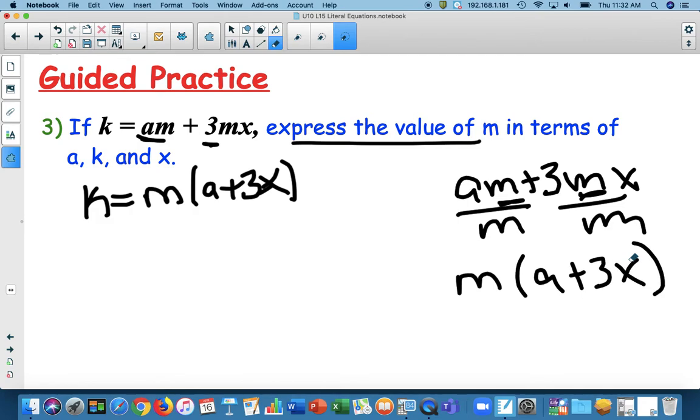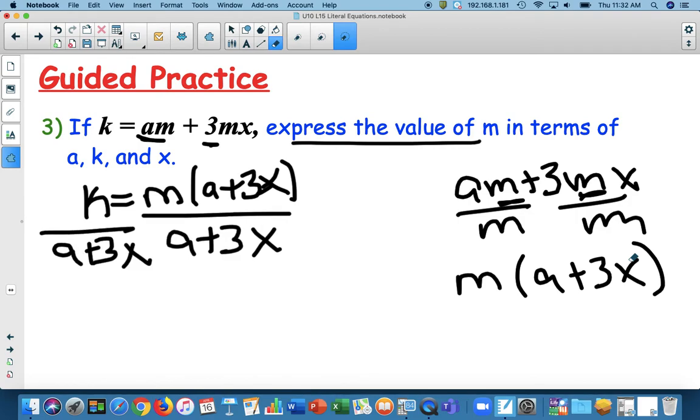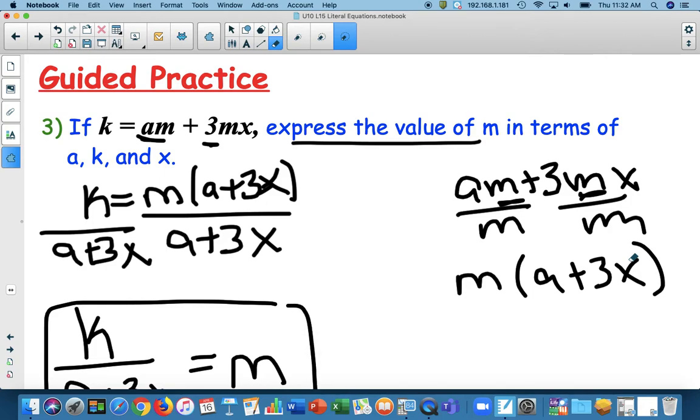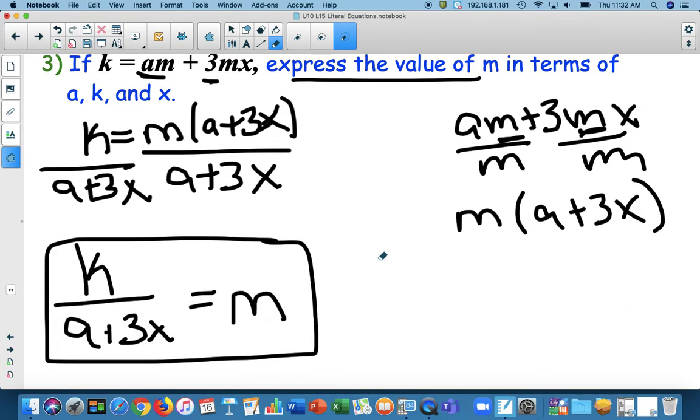Now, again, I've got to get m by itself. Since it's multiplication, I'm going to divide by a plus 3x on both sides. And I'm going to have k over a plus 3x is equal to m. And that was a nice, easy one. You just have to remember your factoring there. That's really all you have to remember. Other than that, it was a nice, easy method for you guys.